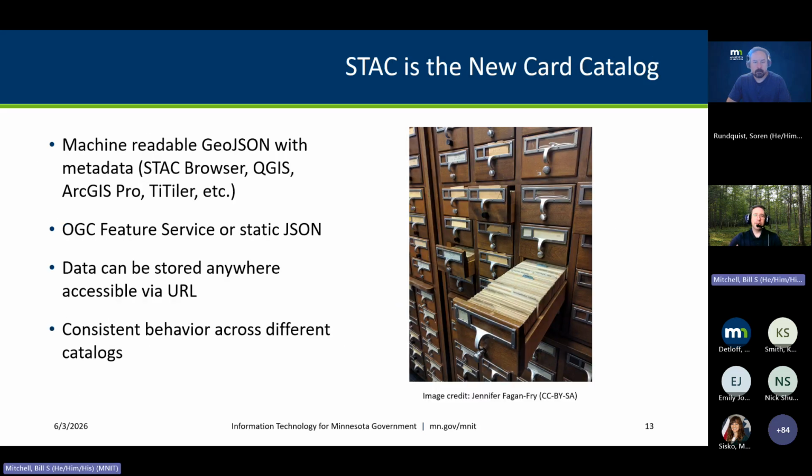So one way to think about this is that STAC is kind of the new card catalog. It is a machine-readable format, GeoJSON, that has metadata in it. So it can be used by things like the STAC Browser application, which we'll demonstrate in a minute, QGIS, ArcGIS Pro, other spatial programs such as TiTiler. A lot of things, if they can work with GeoJSON, they can be made to work with STAC.